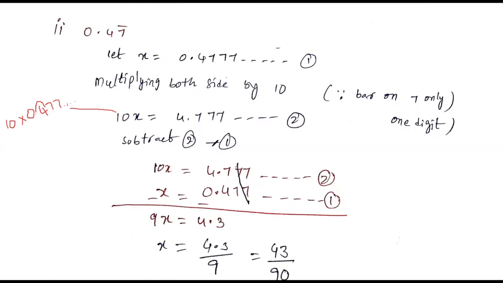It is possible now, but you have to write it in rational number form. Why do you want to write decimals again? Convert. Okay. So 43 by 90.